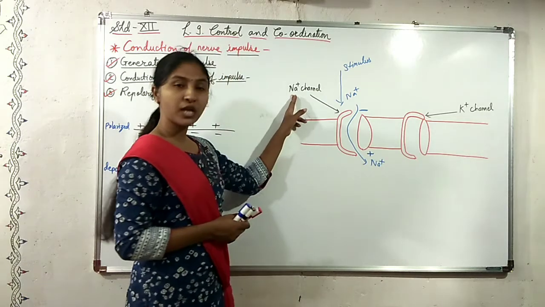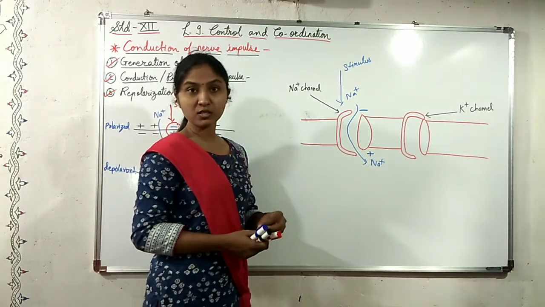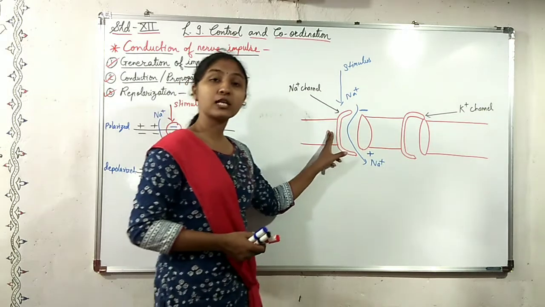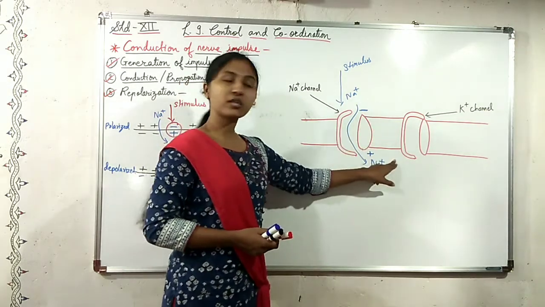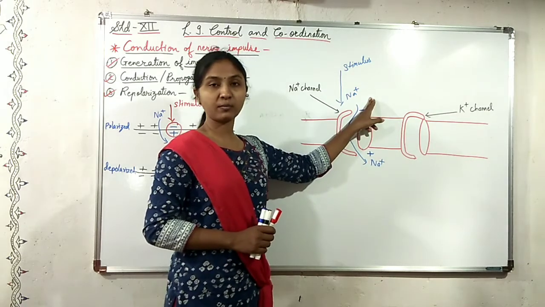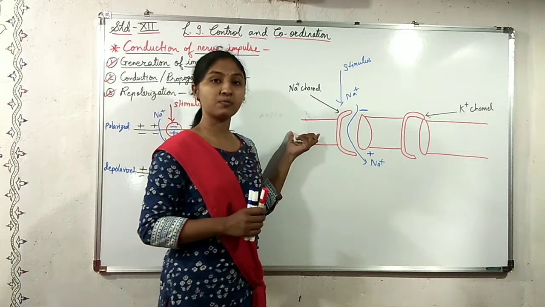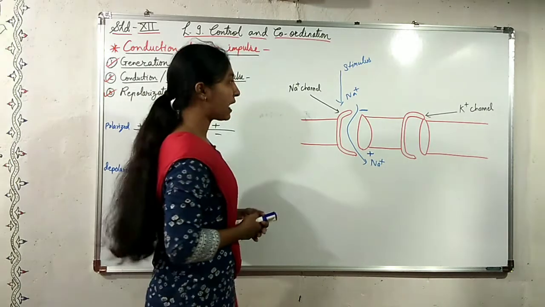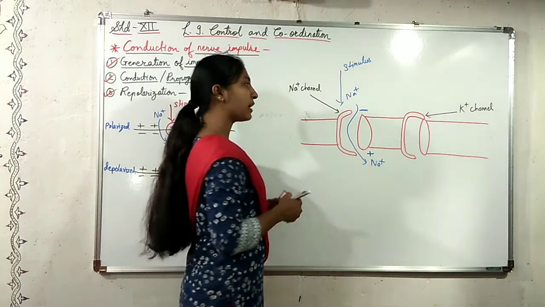So through the sodium channel, the sodium ions enter inside. After the stimulus is given, the channel gates open, the sodium ions enter inside, and the inner side of the membrane becomes electropositive, whereas the outer side of the membrane becomes electronegative. Here we say that the membrane has become depolarized. Now what happens once the sodium ions enter inside? After that, what happens?